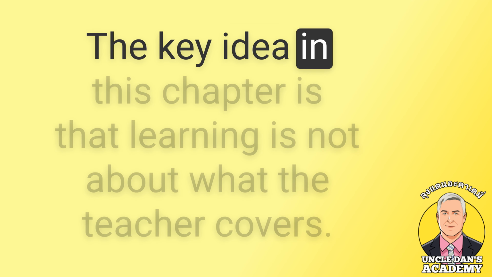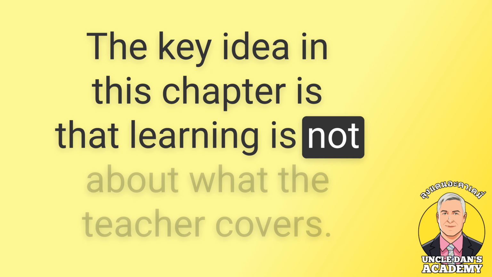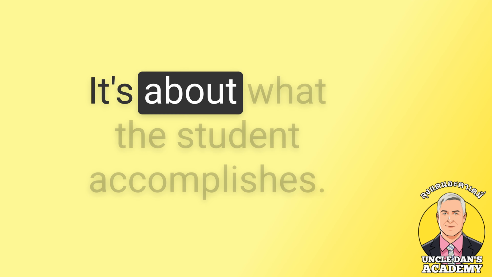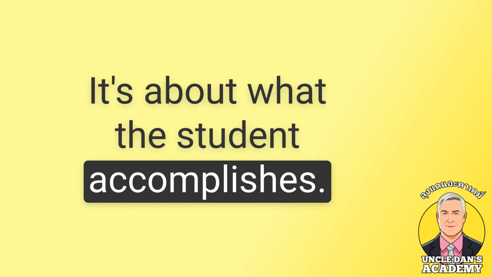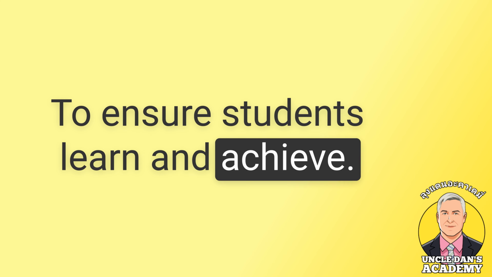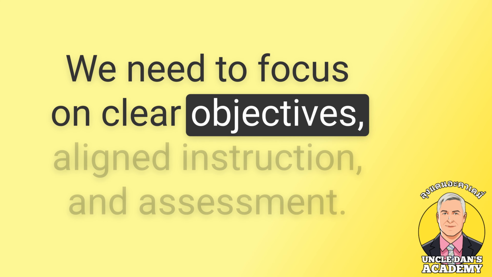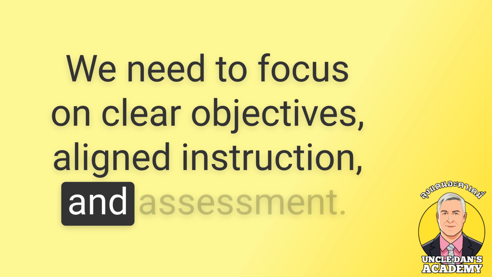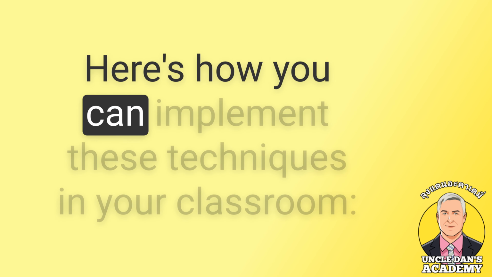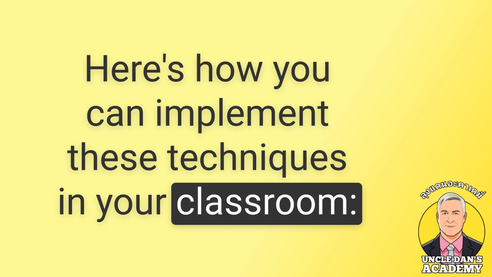The key idea in this chapter is that learning is not about what the teacher covers. It's about what the student accomplishes. To ensure students learn and achieve, we need to focus on clear objectives, aligned instruction, and assessment. Here's how you can implement these techniques in your classroom.